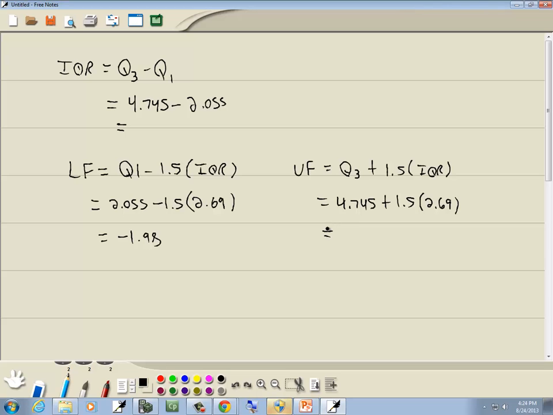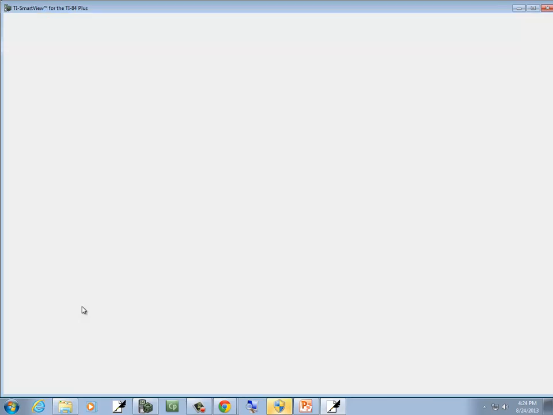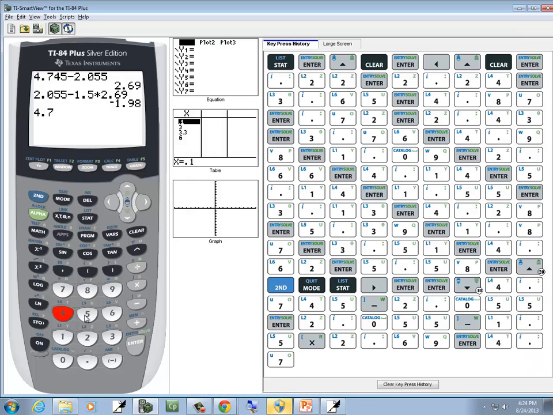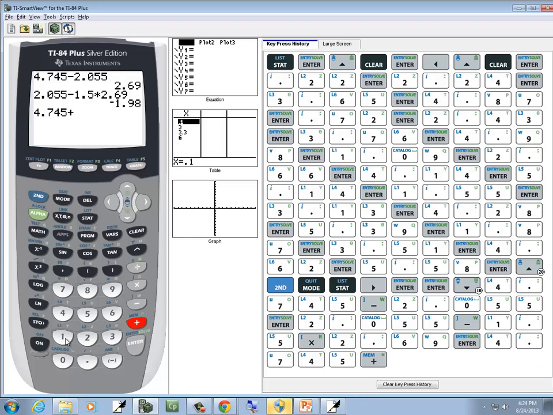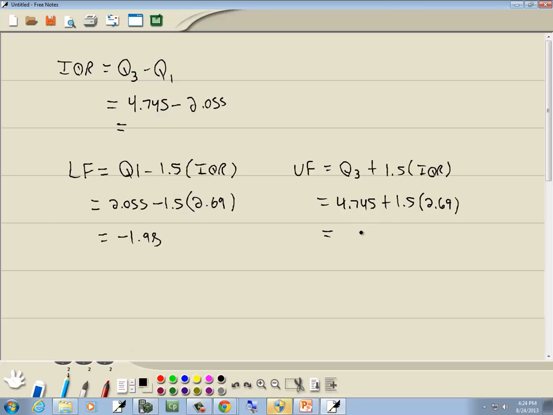And for the upper fence, we've got 4.745 plus 1.5 times 2.69. Enter. And we got 8.78.